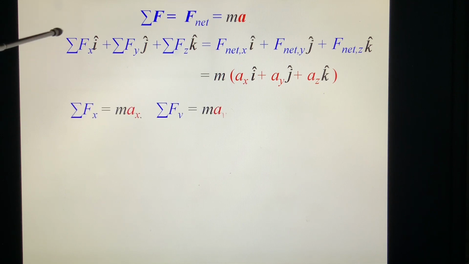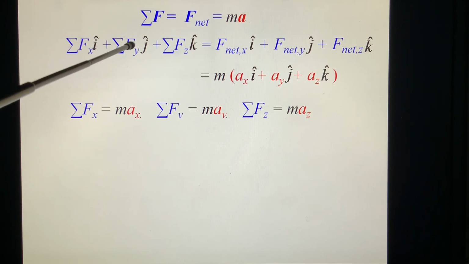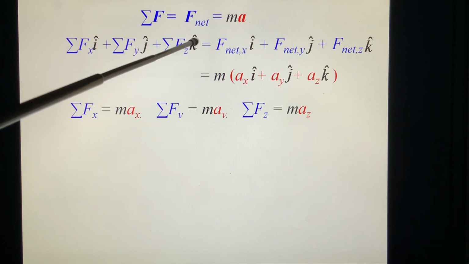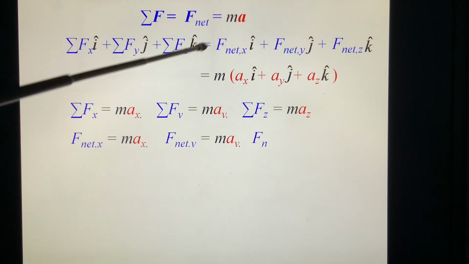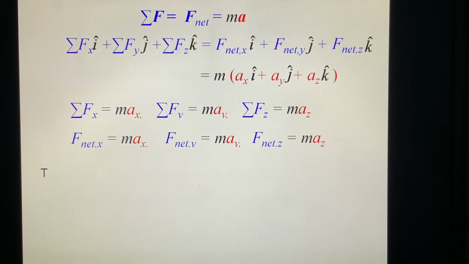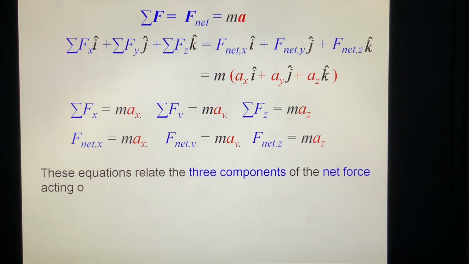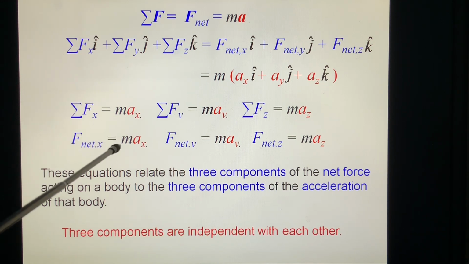We get sigma Fx equals max, sigma Fy equals may, sigma Fz equals maz, or F net x equals max, F net y equals may, F net z equals maz. These equations relate the three components of the net force acting on the body to the three components of the acceleration of that body. The three components are independent of each other.